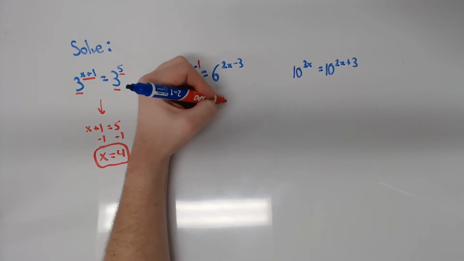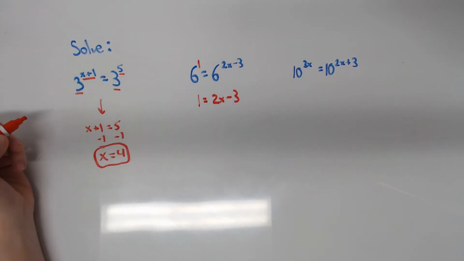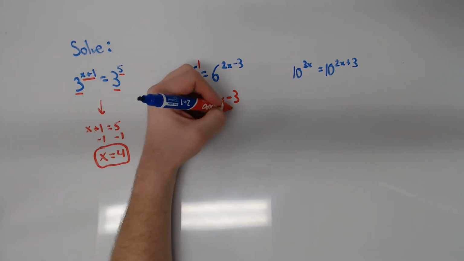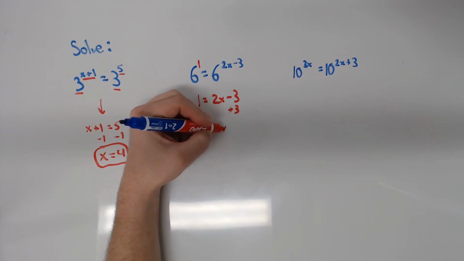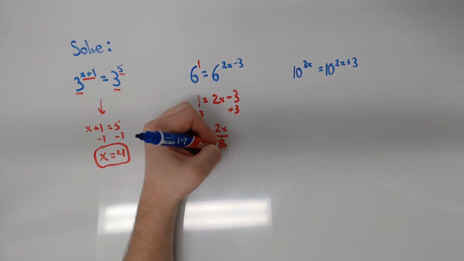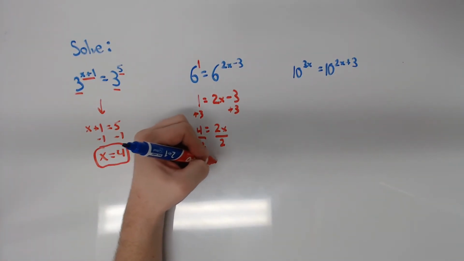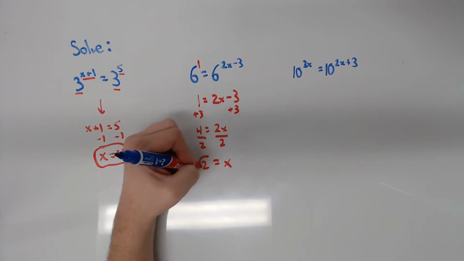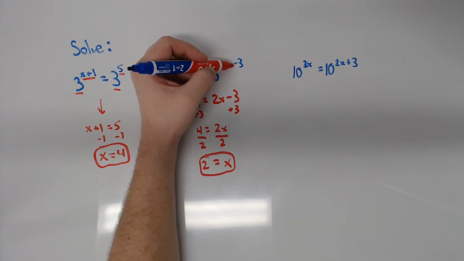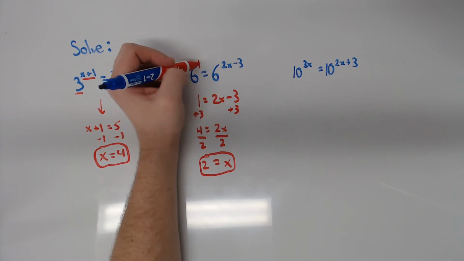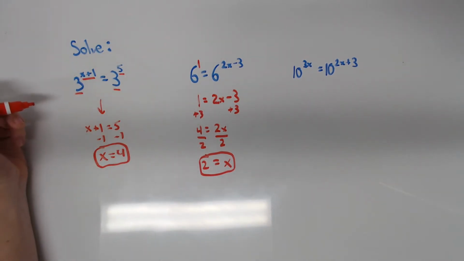So same thing. Write an equation using the exponents. I'm going to add 3 on both sides. And then finally divide by 2 to get x alone. 2 equals x. So if I plug that back in up here, 2 times 2 is 4. 4 minus 3 is 1. They would both be 6 to the 1st power.